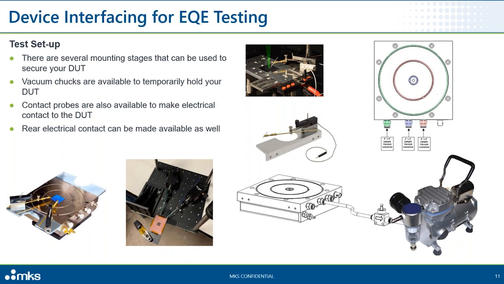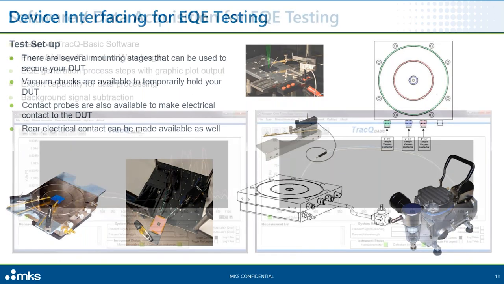Some of the other pictures we show, one of our labs uses some rear contact methods. It's the picture, the second one on the bottom left, where we can make back contact to the device under test. And the other side has a bored hole through the metal that supports it so that the light can come down and shine on that front surface, and you can still make electrical contact to the backside. We can go to the next slide.